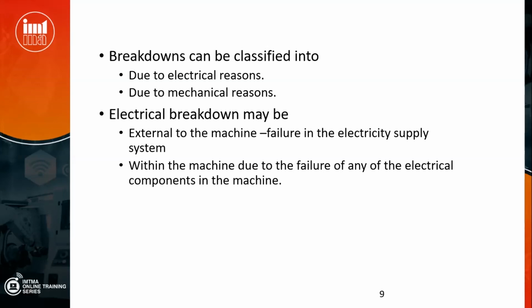As I already told you, we are starting from the power incoming point to the user point. Whatever equipment, by and large, I have tried to cover all the equipment. If there is anything left out, probably you can suggest, we will be able to include. Breakdowns happen due to electrical reasons or due to mechanical reasons. We are limiting our discussion to electrical breakdown. They may be external to the machine, or failure in the electrical supply system, or within the machine due to the failure of any of the electrical components in the machine. So these are all the broad classifications which we can make under electrical maintenance.